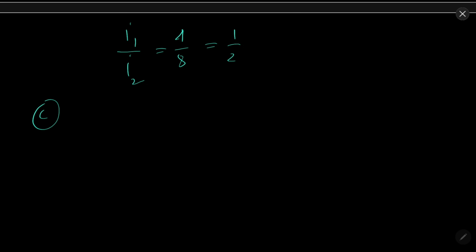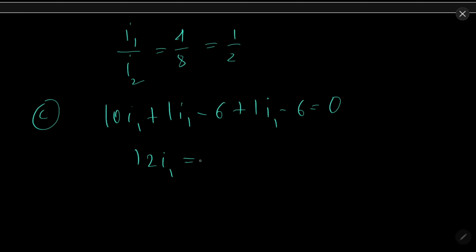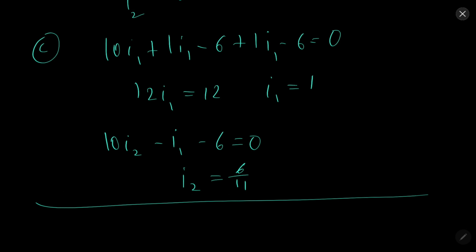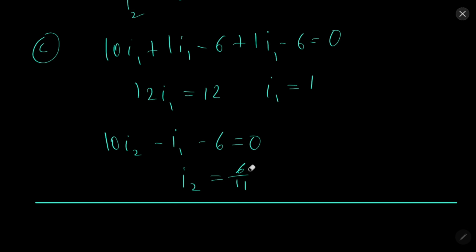In third scenario, 10I1 plus 1I1 minus 6 plus 1I1 minus 6 equal to 0. 12I1 equal to 12, so I1 will be 1, and 10I2 minus I1 minus 6 equal to 0. So after solving, I2 will become around 6 by 11. No, 7 by 10.